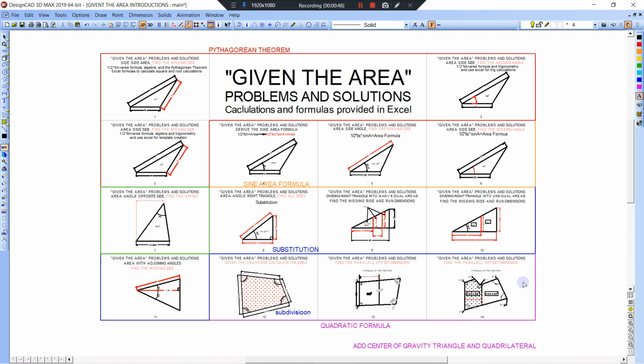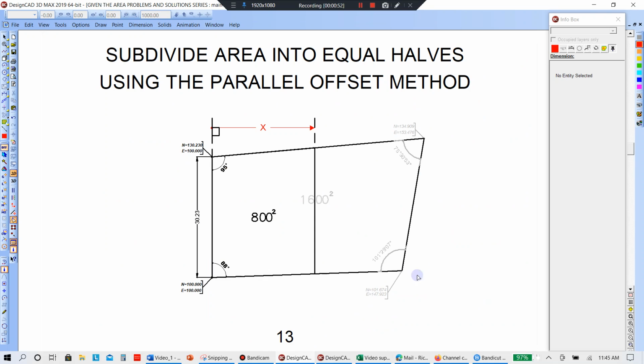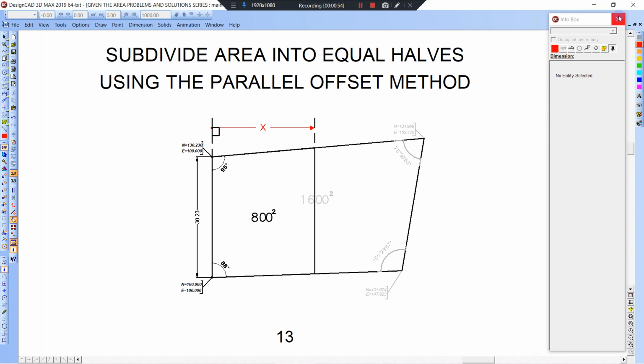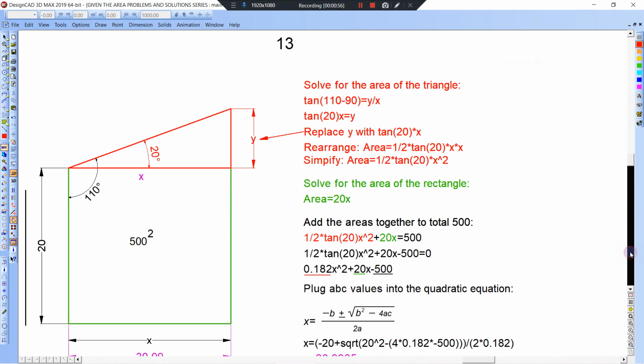2, that's where we're at. The next one will be over here. So let's go to solution 13. Like I said, I don't really know what I did for the solution, so let's find out.